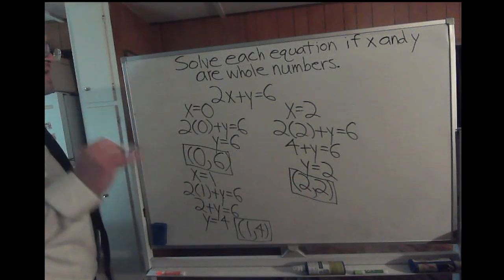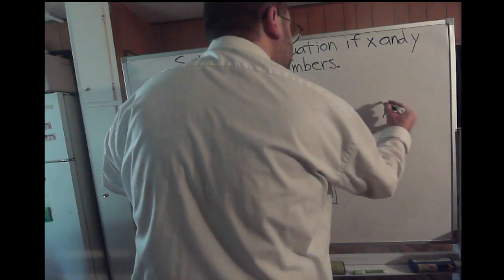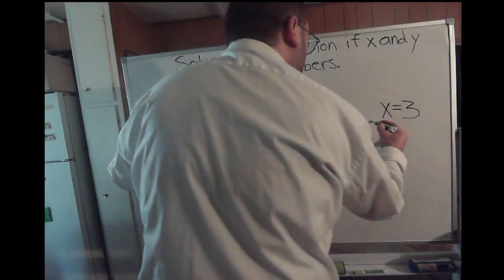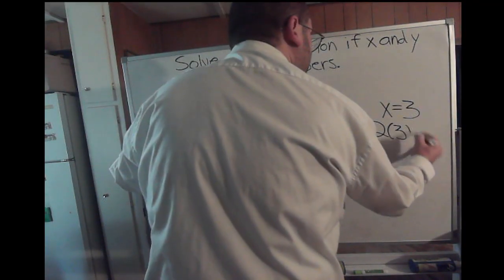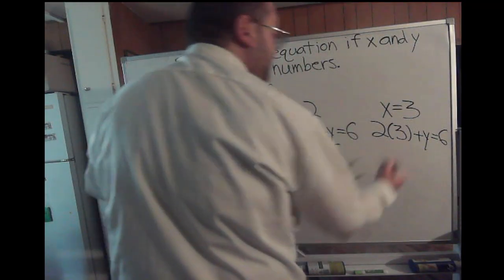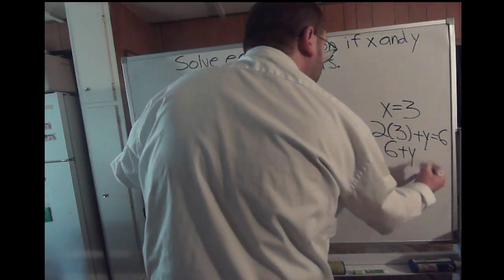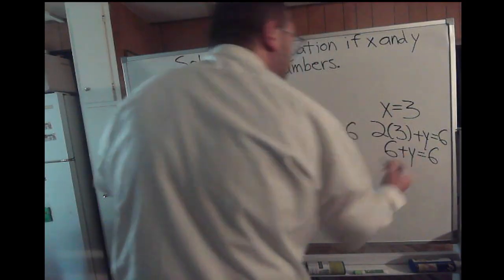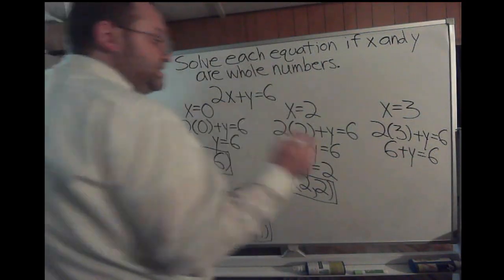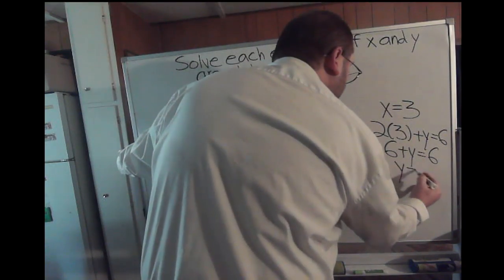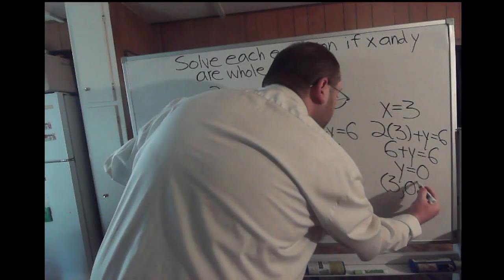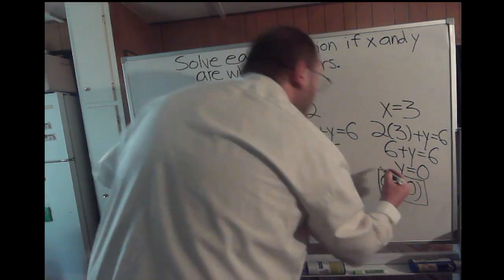One more. I think we could do one more. What about if x equals 3? Well, okay, go ahead, take 2 times 3 plus y, set that equal to 6. 2 times 3, well, that's 6, plus y equals 6. Well, we want to solve for just y, so you got to subtract 6 from both sides. If you do that, you get y equals 0. So when x is 3, y equals 0. So you get the ordered pair 3, 0.